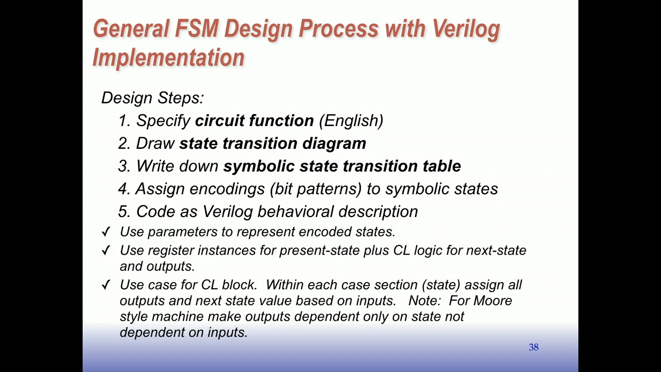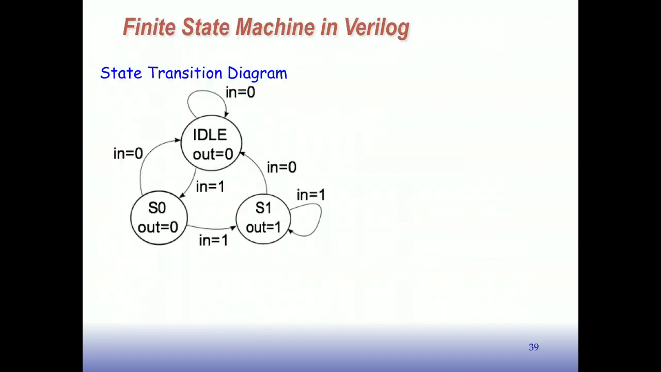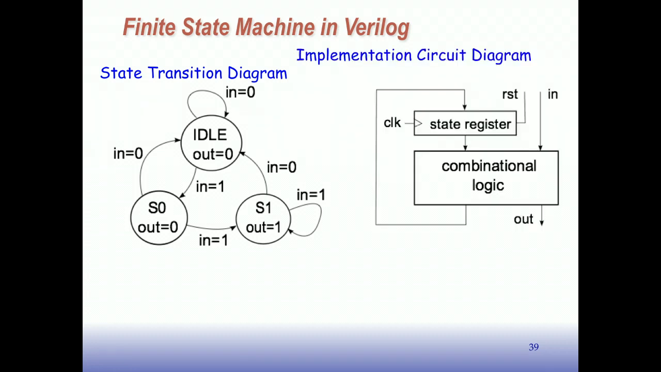So let me show you an example of this. So here's a simple state transition diagram. It has three states, idle state, S1, and S2. In hardware, it's going to look like this. There's a state register, which keeps track of which state we're in. In this example, it's going to be two bits wide, because we have to be able to represent those three unique states.